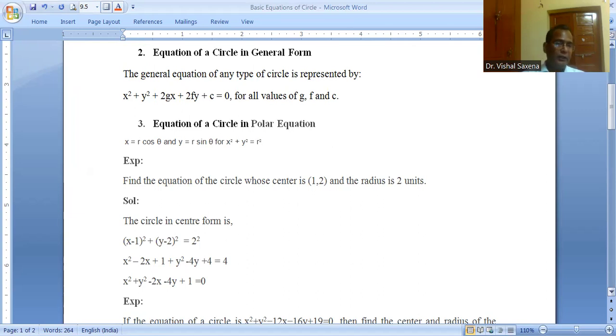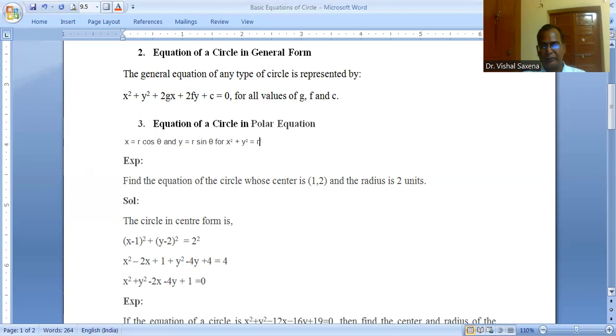circle is also there. Diameter of circle form is given by (x minus x1) into (x minus x2) plus (y minus y1) into (y minus y2) equal to 0. Again, listen to this one. So (x minus x1), that whole is multiplied by (x minus x2), plus (y minus y1) whole multiplied by (y minus y2), and equals 0. That is showing the equation of circle in diameter form.